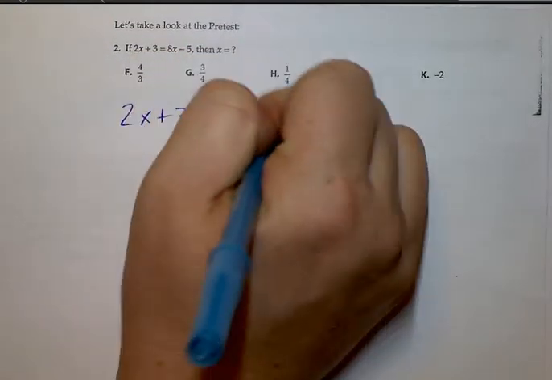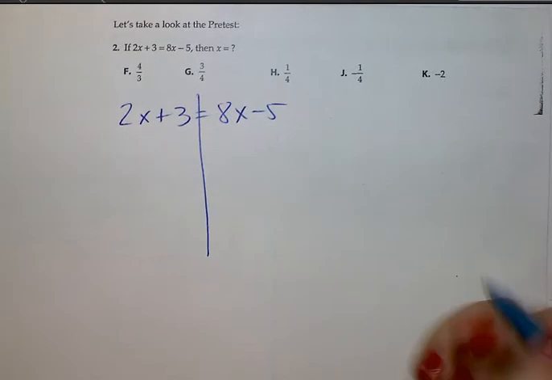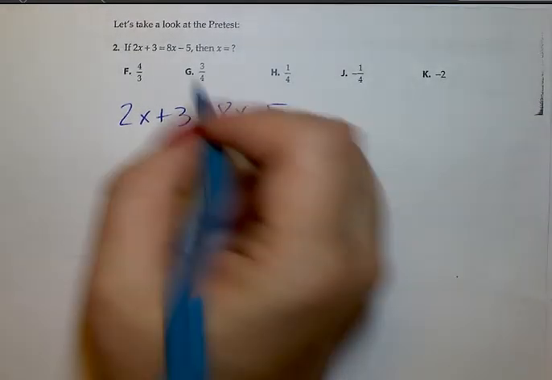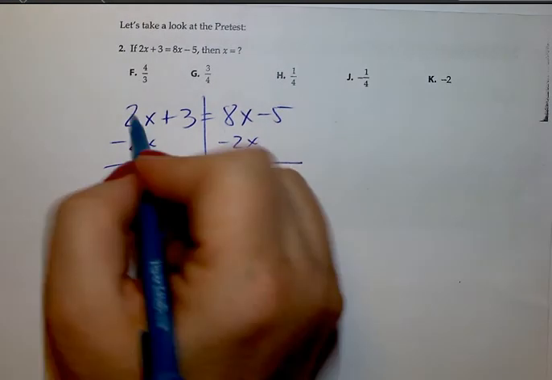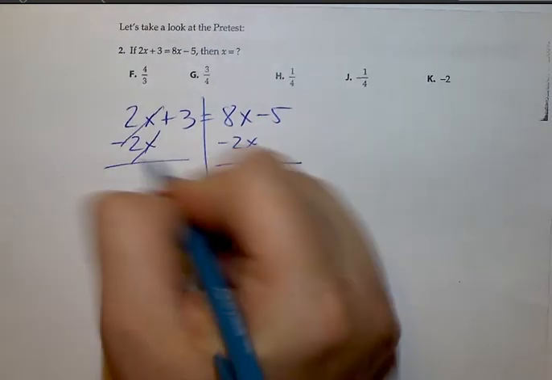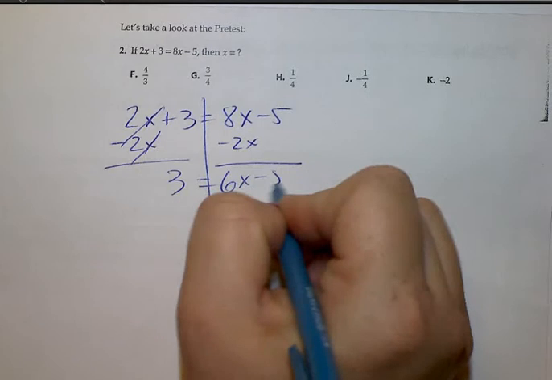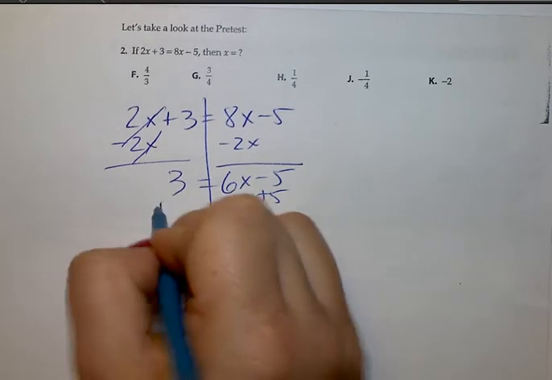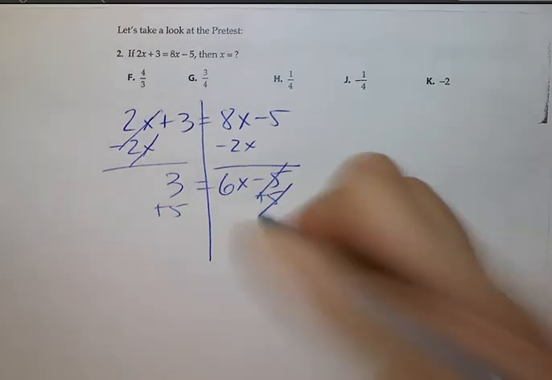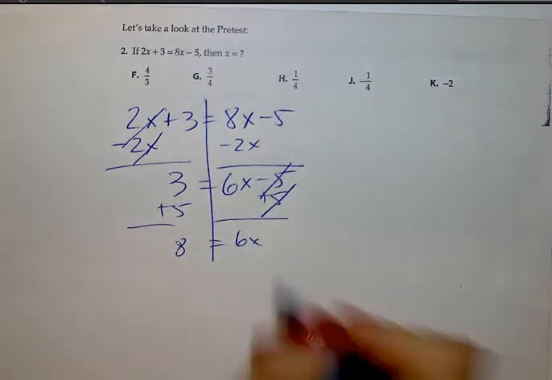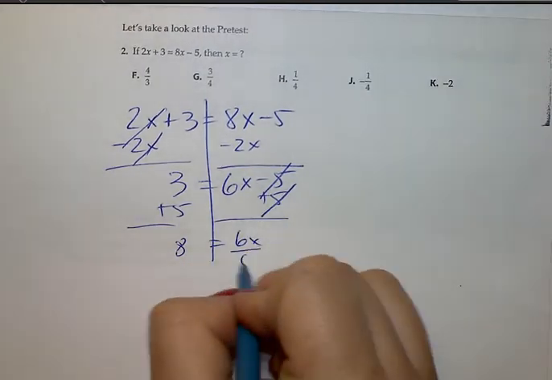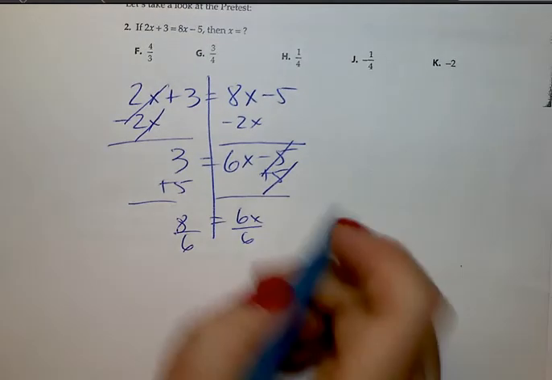x. So whether you move the x's to the left or right does not matter. I'm going to move over the smaller of the two x's. So to get rid of a positive 2x, I subtract it. Then I'm going to get rid of the constant. So I'm going to add 5 to both sides and have 8 equals 6x. Divide by 6 because opposite of multiplying is dividing. And x equals 8/6.